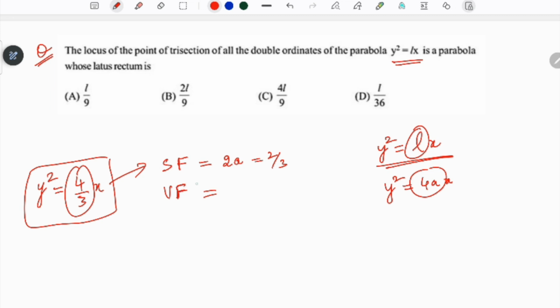What is distance between vertex and foot of the directrix? Imagine in your mind, vertex and foot of the directrix. Distance is a. That means it is half of semi-latus rectum. That is 1/3.